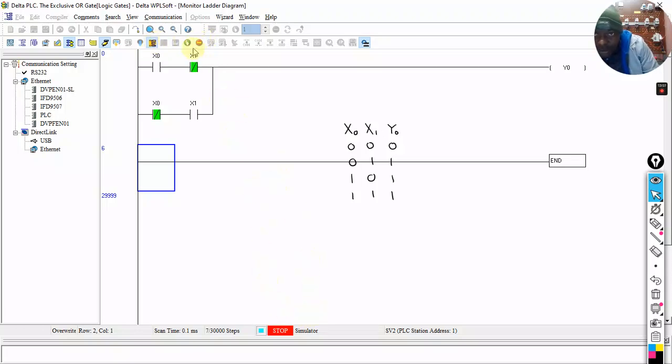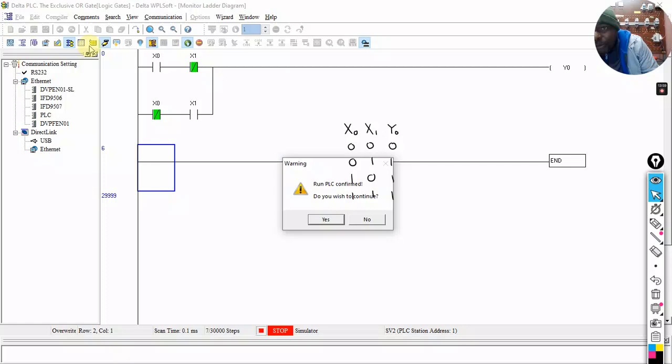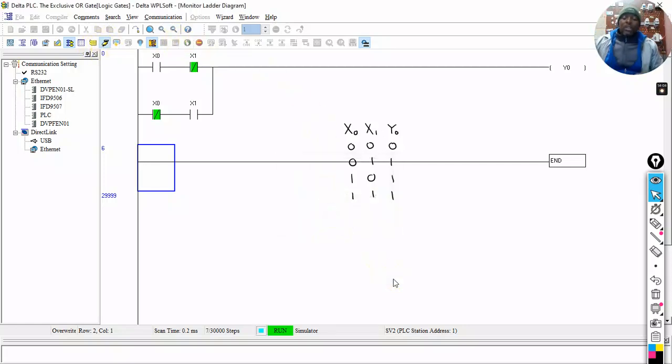It's on stop mode. When you run it, it starts on stop mode. No, sorry, we'll put it online first. Now we are running it. Yes, we wish to continue. Now you can see, yes, this output is confirmed off. When the two of them are not activated, yes, it's off.